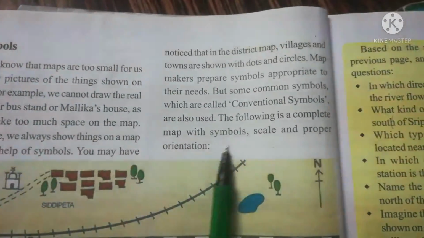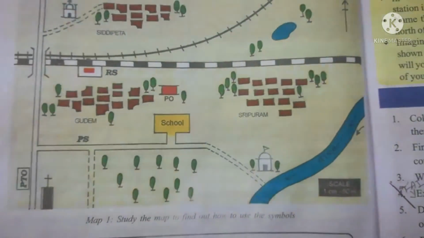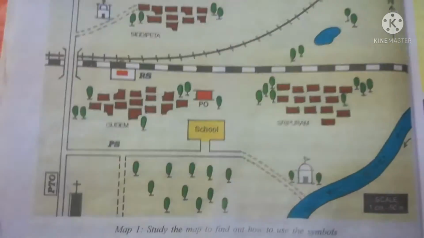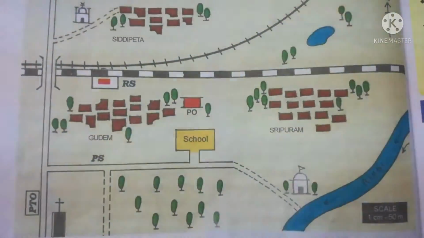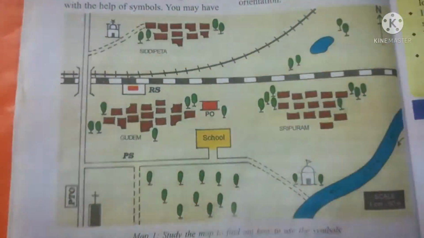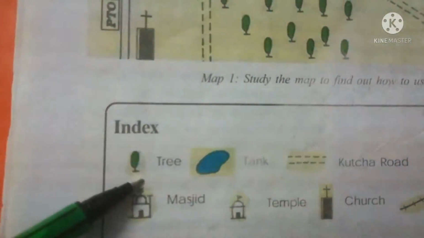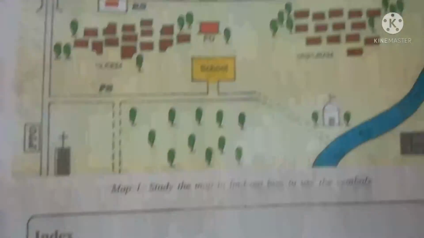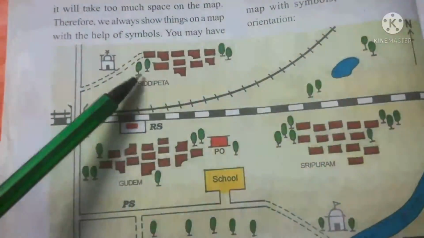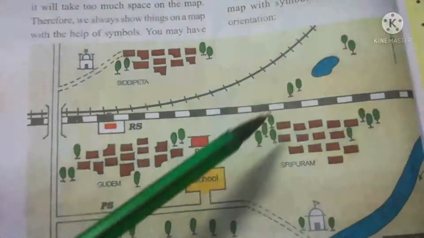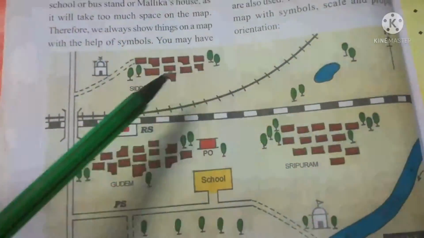The following is a complete map with symbols, scale and proper orientation. So students, with the help of this, we can understand symbols better. Let us try to learn about the symbols. Here you can see a green tree. Let us find where the green tree is on the map. These small green trees show that trees are present here. We use these small trees to describe that there are trees.